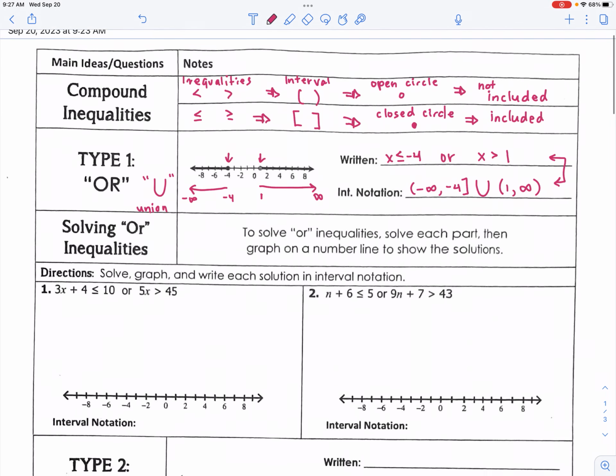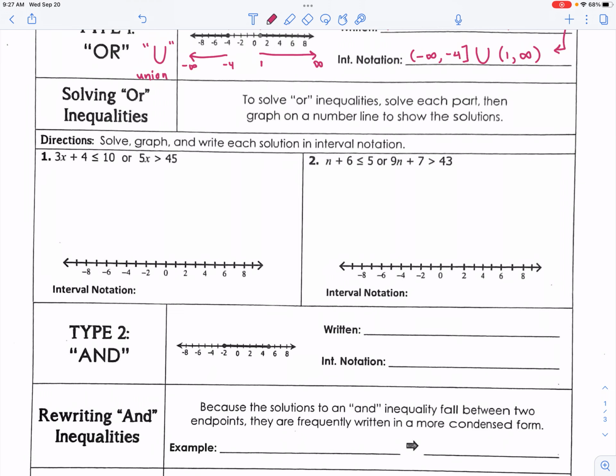Now to solve OR inequalities, we just solve each part, then graph on a number line to show the solution. So we're just going to graph each part, just two inequalities. And then remember, with our inequalities from before, anytime we multiply or divide both sides by a negative, we need to flip that inequality symbol. So looking at this problem here, we're going to subtract 4 first from both sides. We're left with 3x is less than or equal to 6. Then we divide both sides by 3, and we get x is less than or equal to 2. And then we have 5x is greater than 45, so we're just going to divide by 5 right away. So my x is greater than 9.